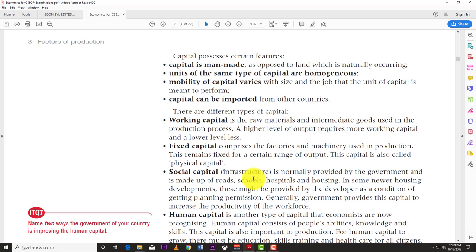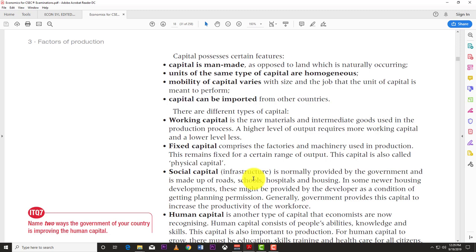Mobility of capital varies with the size and the jobs that the unit of capital is meant to perform. So of course, you can transfer a certain amount of money to the next island, a small amount, but some might be too large to transfer. Maybe you are able to ship equipment from one island to the next, but some might be installed in a factory that cannot really be moved. So the mobility of capital varies depending on the size and those kinds of things.